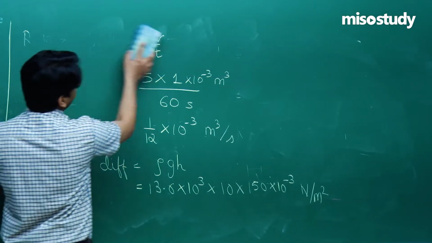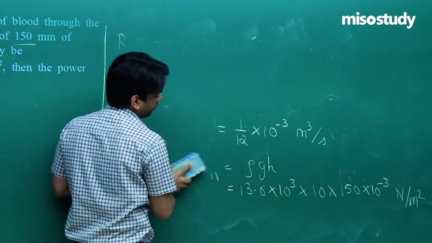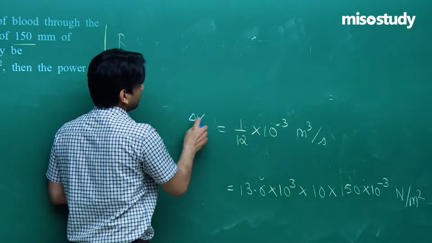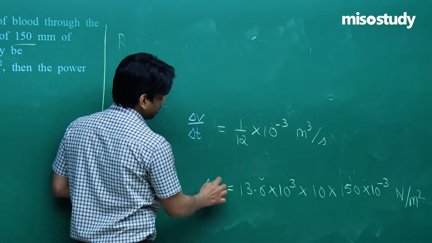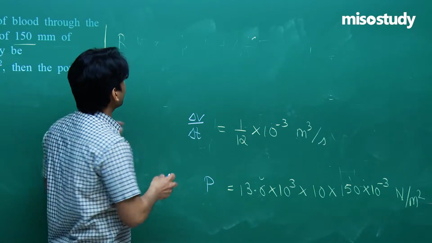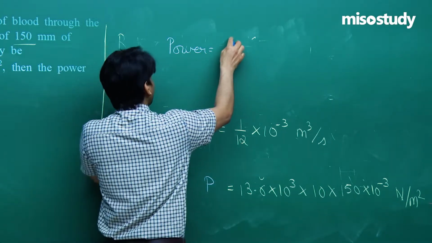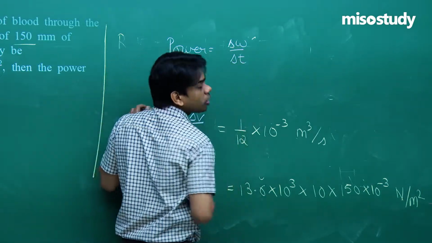Rate of pump we have taken as delta V by delta T. This is what we have written, and pressure difference we have written as rho g h here. This was delta V by delta T, and this is the pressure difference. Let me mark this as delta P, or even pressure P we can mark. Now see here, the power is how much? The power is given as work done per unit time. This is what the power is.